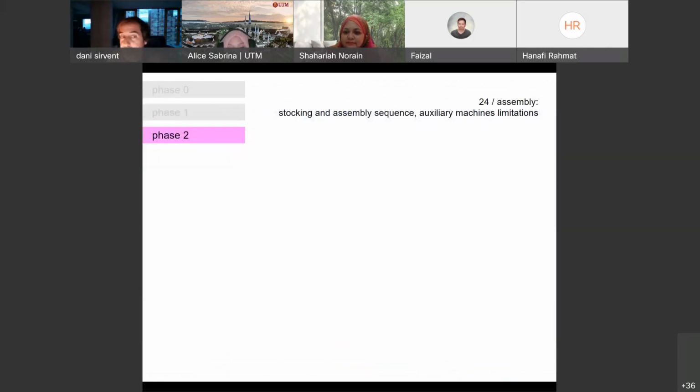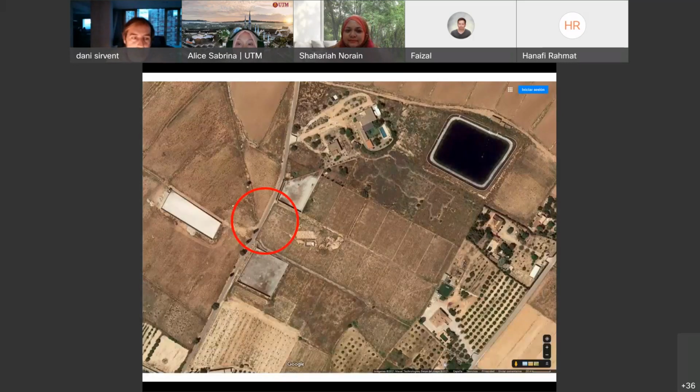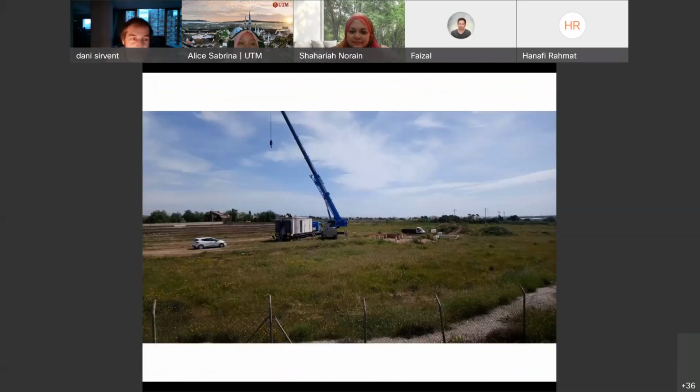24th is the assembly of the different individual elements in the final place. Here we have no problems, because you can see we had a lot of space for stocking the different elements, a lot of space for the machines and the cranes and so on. Here you see the final place, we had a lot of space, so no problem at all.